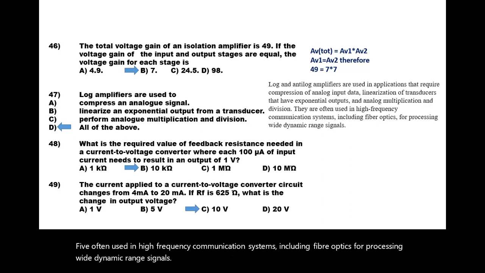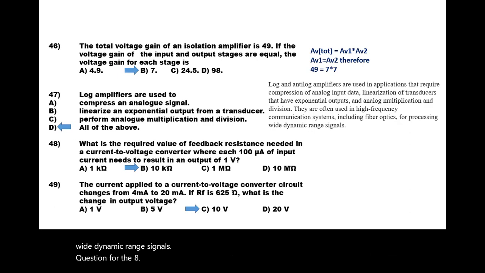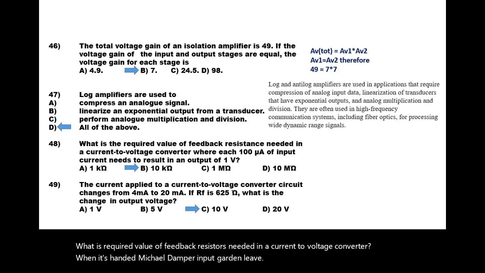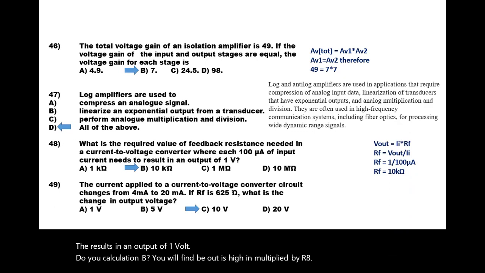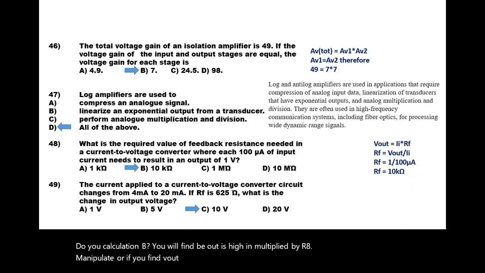Question 48. What is the required value of the feedback resistor needed in a current-to-voltage converter when each 100 microamp of input current needs to result in an output of 1 volt? Do the calculation there, you will find V out is I in multiplied by RF. Manipulate for RF, you find V out divided by I in. So RF is equal to 1 volt divided by 100 microamp. So RF is equal to 10K. So my correct answer, as you can see, is D.